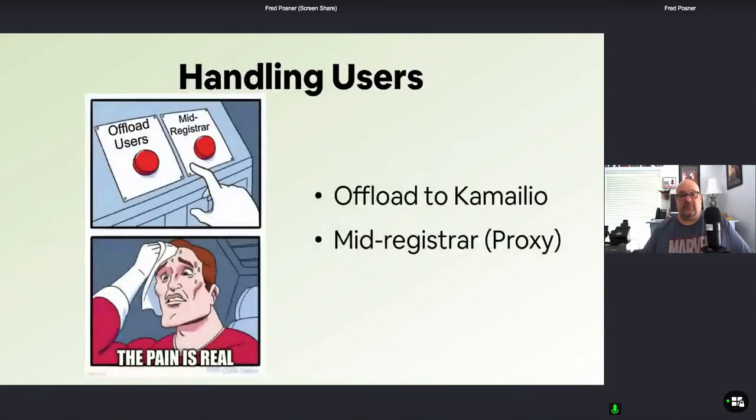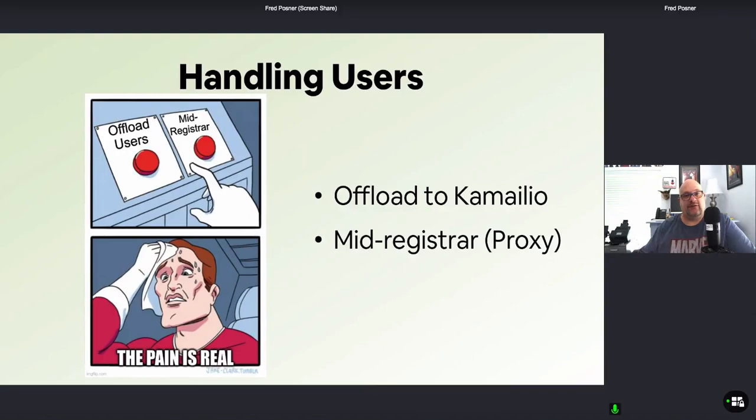Now, one of the biggest questions I get when someone considers moving or implementing Kamailio with their Asterisk is, what do I do with the user registrations? I already have all of my users handled in, let's say, PJSIP now, because it's no longer 2015 here. So I have my users configured, and I just don't want to move them all, or what do I do? How do I handle this?